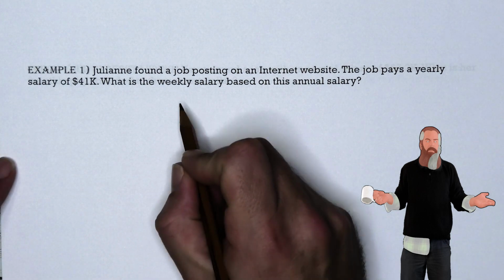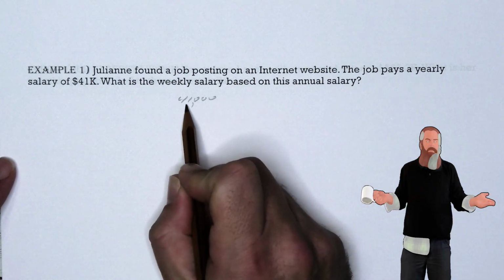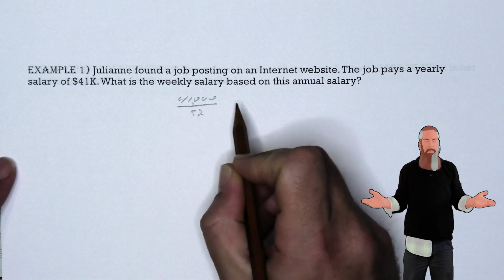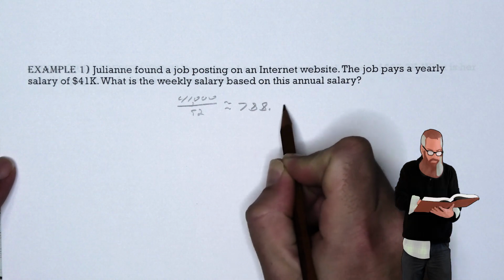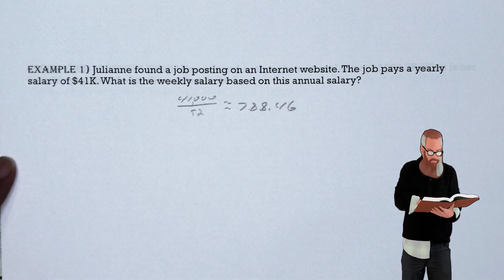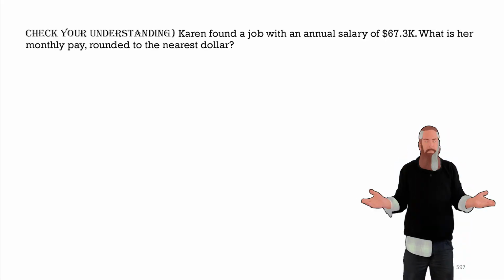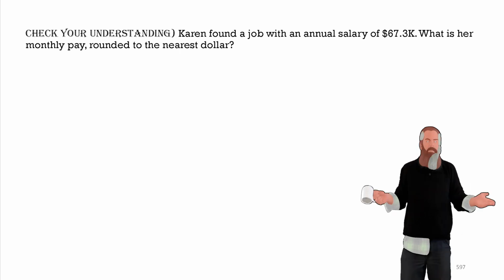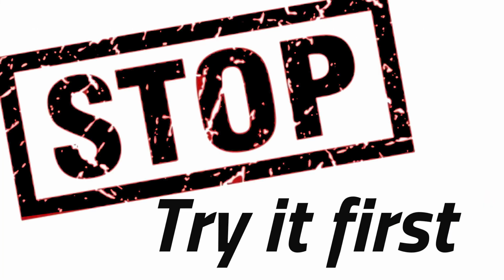Since the annual salary is $41,000 and we know that they get paid weekly, we can divide that by 52, the number of weeks in a year, and get approximately $788.46 as a weekly paycheck. Now let's check your understanding. Karen found a job with an annual salary of $67.3 thousand. What is her monthly pay rounded to the nearest dollar?